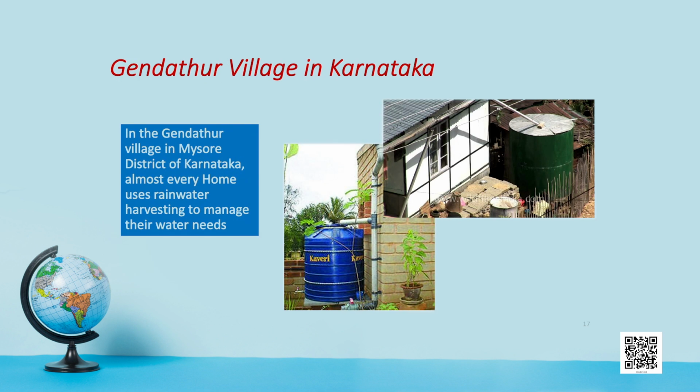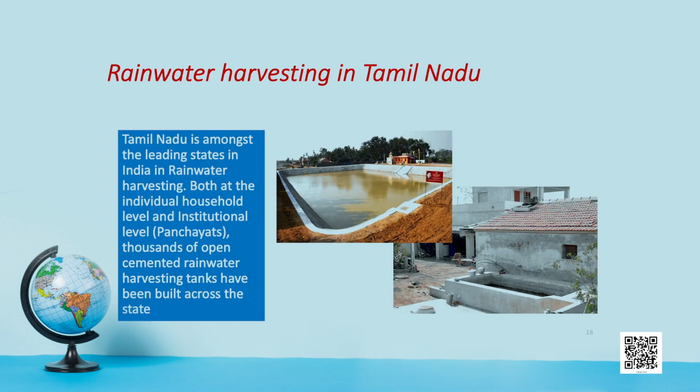Another example is Gendathur village in Karnataka. In Gendathur village in Mysore district of Karnataka, almost every home uses rainwater harvesting to manage their water needs. Tamil Nadu is the first state in India which has made rooftop rainwater harvesting structures compulsory for all the houses across the state. There are legal provisions to punish the defaulters.